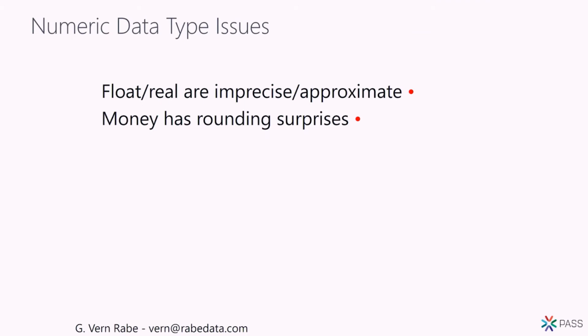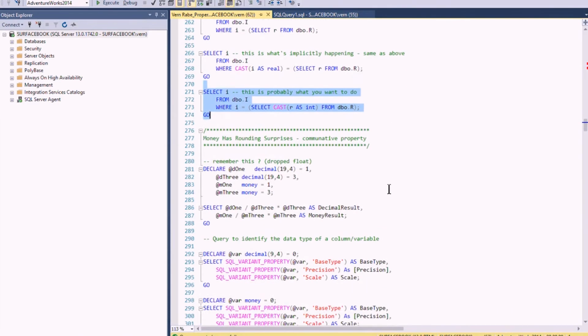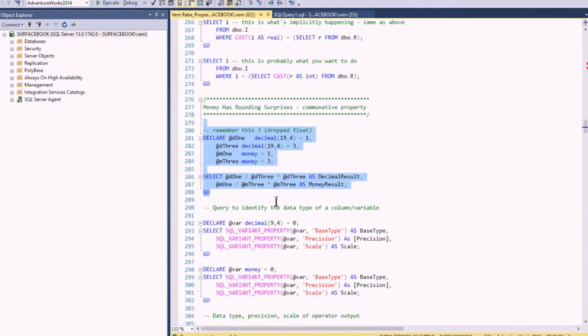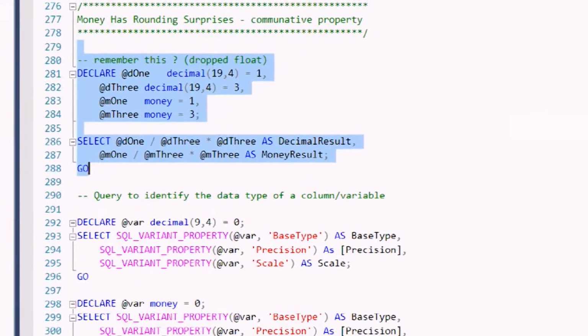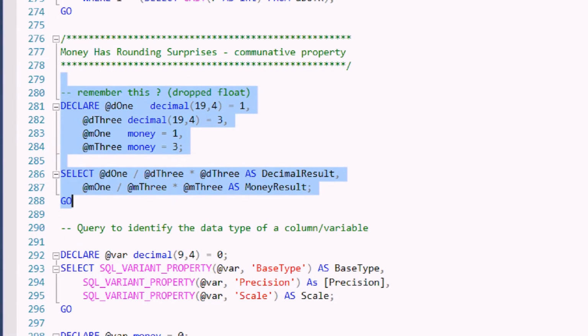Okay, money has some rounding surprises. Remember that example that I had earlier? Well, we're going to go into a little bit more detail of that. So first of all, I got rid of one of them. Which one? I got rid of float because we already determined we don't want float. So I just have decimal and money. And when I do this calculation, remember the money gave us the rounding error, 0.9999.